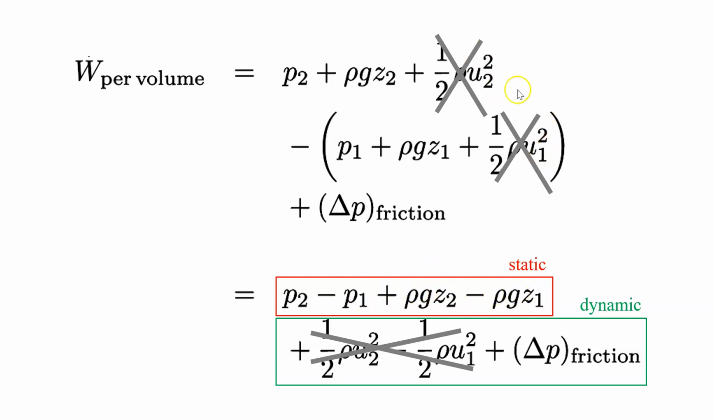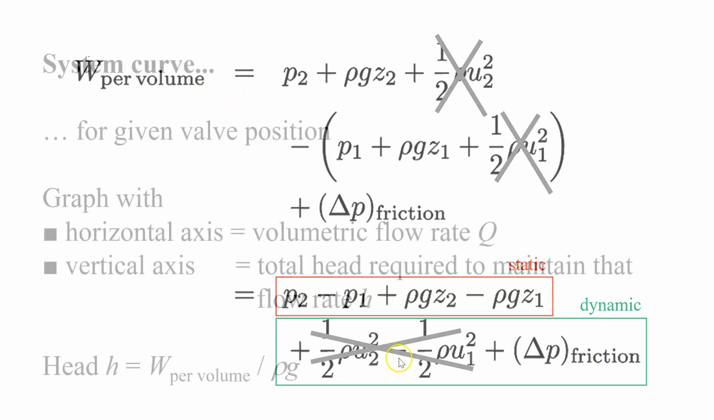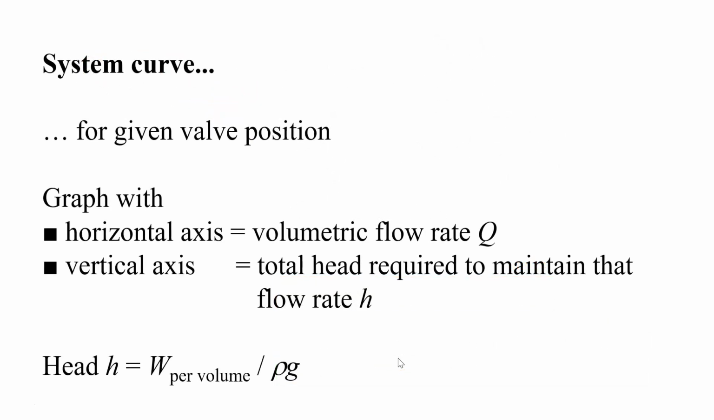I've crossed out here these terms involving U2 squared and U1 squared. Again, they're there in principle. Usually you have a pipe of a constant diameter, so you do not have to do work to accelerate the fluid or increase its kinetic energy. And of course, the other big ticket item here is you have to overcome friction. So this is, going back to the previous lecture, the work per volume that you're doing on the fluid. And the head is nothing other than that, just expressed as an equivalent height of liquid. So you just take that and divide it by rho g.